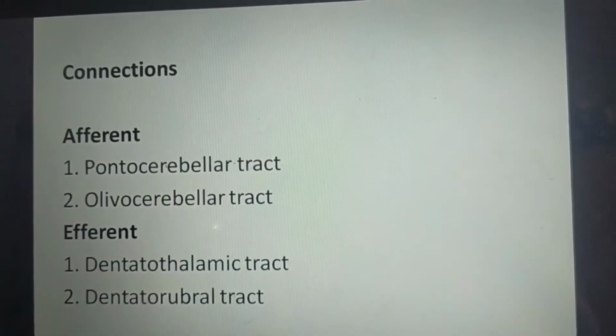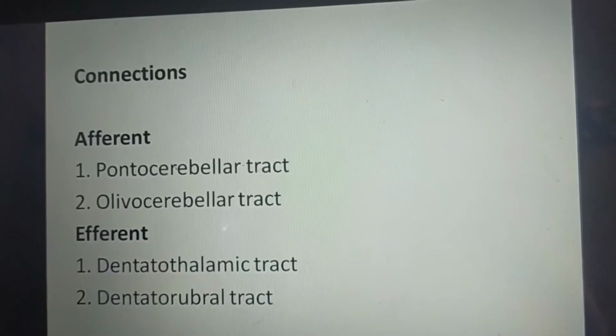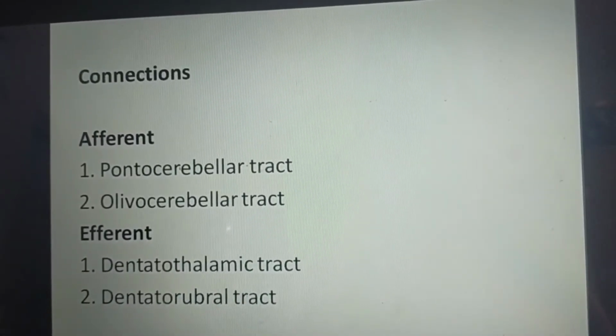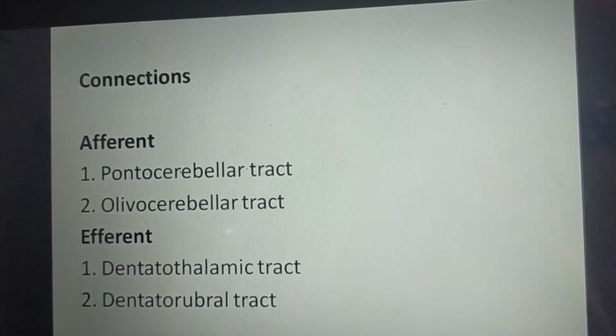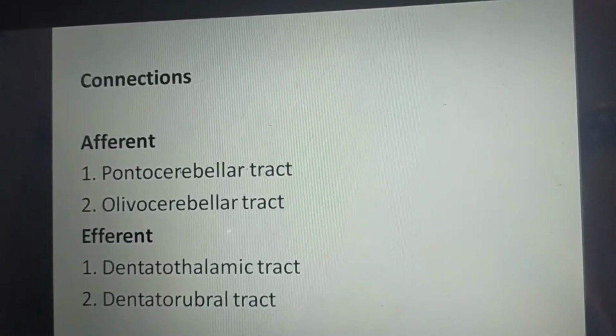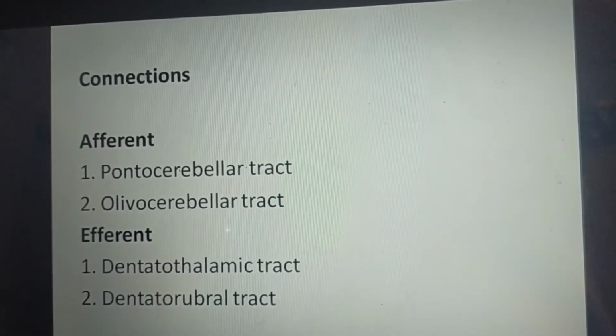Connection. Afferent connection is pontocerebellar tract and olivocerebellar tract, and efferent is dentatothalamic tract and dentatotuberal tract.